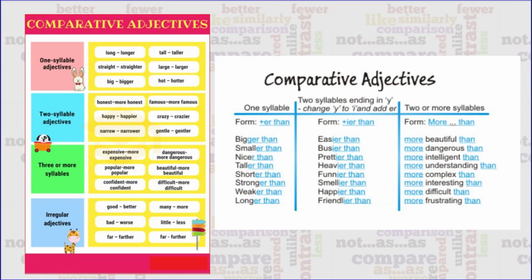If the adjective ends with y and has 2 syllables, then you need to change y to i and then add er to that. For example, easy becomes easier, busy becomes busier, and happy becomes happier. In all cases you need to add than to all the adjectives, so that the comparison can be done easily. For example, the Camry is more expensive than the Corolla.